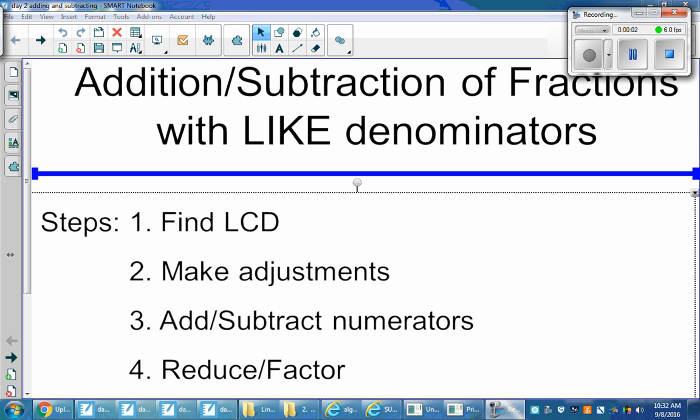Welcome to our video on addition and subtraction of fractions with like and unlike denominators. In this video, we're going to work with some really simple questions at the beginning and build towards ones that are a little bit harder.